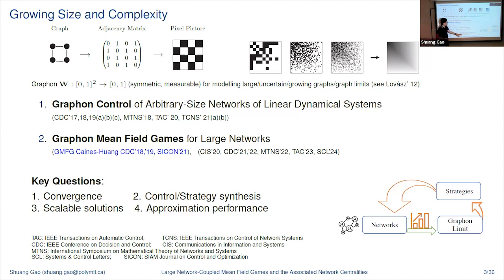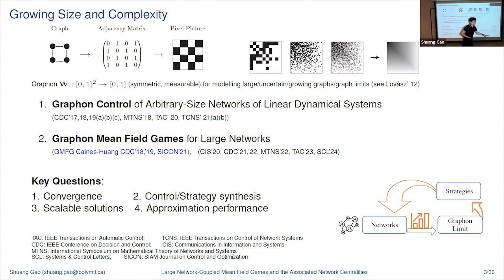So the idea of using graphon to study these problems is illustrated over this picture here. We start with a network which is finite dimension. It could be large dimension. It could be the network has uncertainties. So treating the problem directly at this level is quite complex.